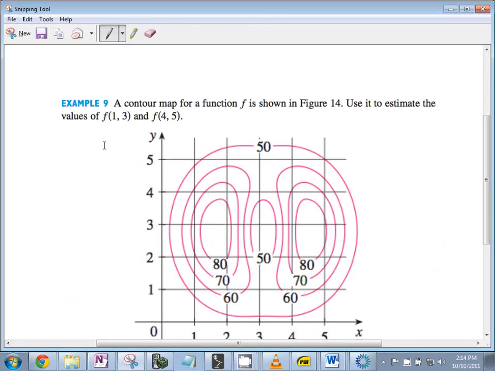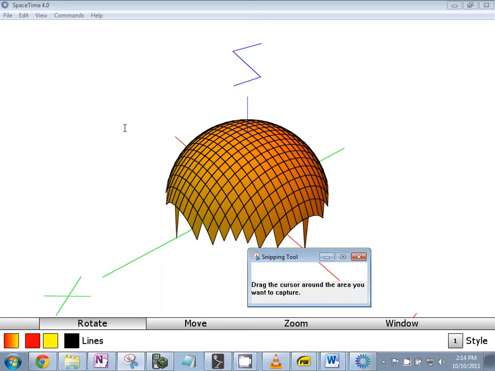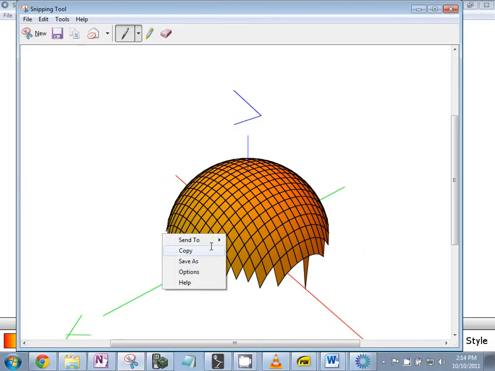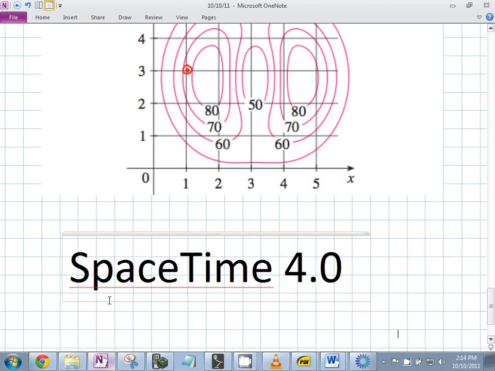There you go. So anyway, you can try this out. It's a great program. Use it. I think it's really cool.